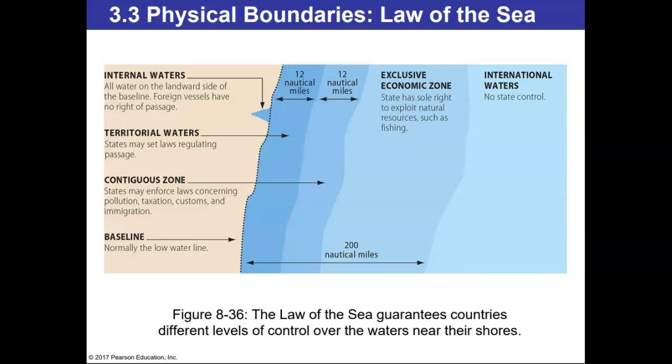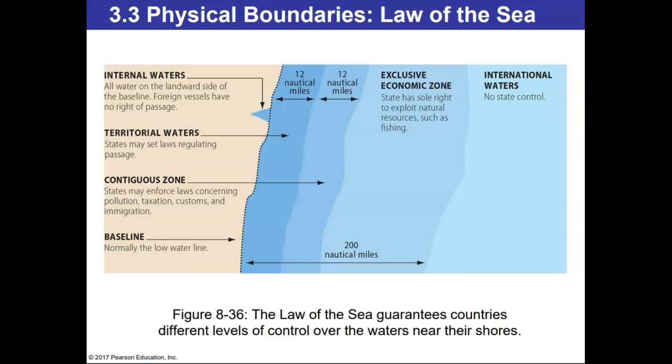The last portion of this lesson will focus on the law of the sea. Figure 8-36 will break this down for us. This figure can be found on page 285 of your textbook. The law of the sea guarantees countries different levels of control over the waters near their shores. It is extremely important to note that the law of the sea has been signed by 165 countries, so it carries a lot of weight in dictating what the laws should be and how they should be respected.